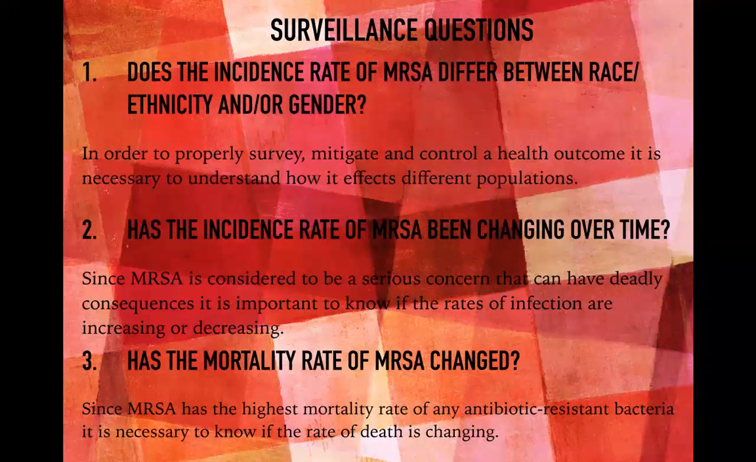My surveillance questions. Number 1, does the incidence rate of MRSA differ between race, ethnicity, and/or gender? In order to properly survey, mitigate, and control a health outcome, it is necessary to understand how it affects different populations. Number 2, has the incidence rate of MRSA been changing over time? Since MRSA is considered to be a serious concern that can have deadly consequences, it is important to know if the rates of infection are increasing or decreasing. And number 3, has the mortality rate of MRSA changed? Since MRSA has the highest mortality rate of any antibiotic-resistant bacteria, it is necessary to know if the rate of death is changing.